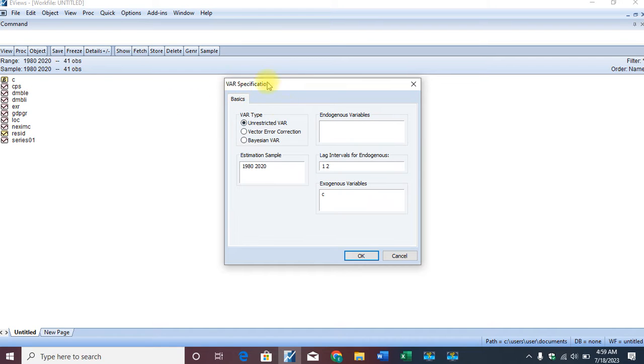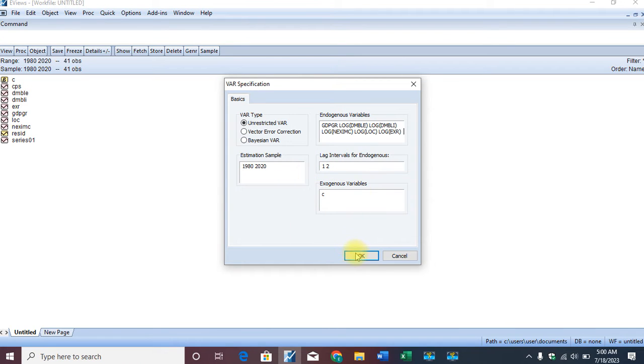The VAR specification box will open. You input your variables. I already have them copied. I have GDP growth rates, the log of deposit money bank, the log of deposit money bank to exports, deposit money bank to imports, the log of NESIM credits, and the log of letter of credit. I also decide to log my exchange rates in this particular study, because I'm dealing with the real value of the exchange rate.